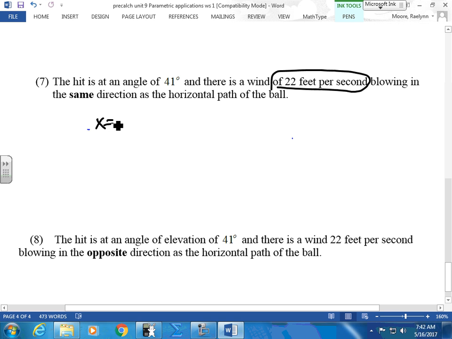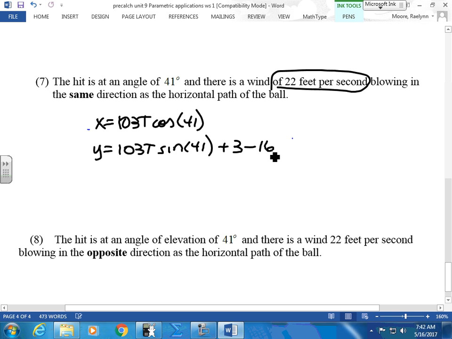I think he hit it at the same thing, 103. It's related to the other one, but he changed his angle of elevation. We're going to start basic. We're still going to put him 3 feet off the ground. We're going to turn his ball back down, and the wind speed is helping this horizontal distance. So we're going to add this right here.